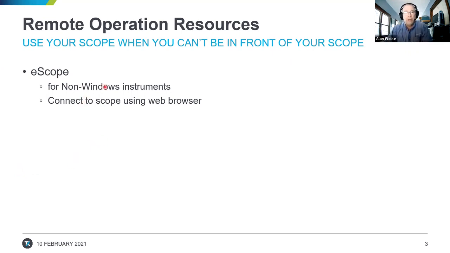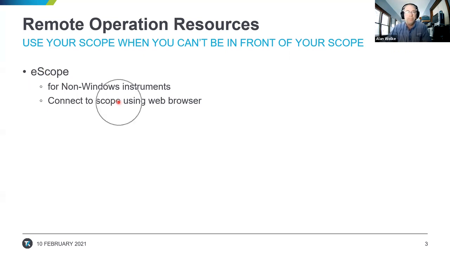But for those non-Windows based instruments running that operating system, we have this feature called eScope, which basically just says that you connect up the scope to your network. It could be a private network, could be a peer-to-peer connection, and you simply connect to the scope using a web browser. And in the web browser, the screen that you see is exactly the same screen you see on the scope, and it drives exactly the same way.